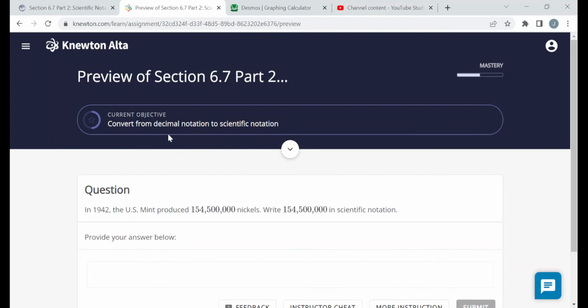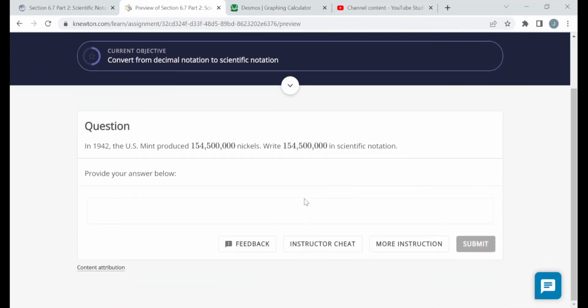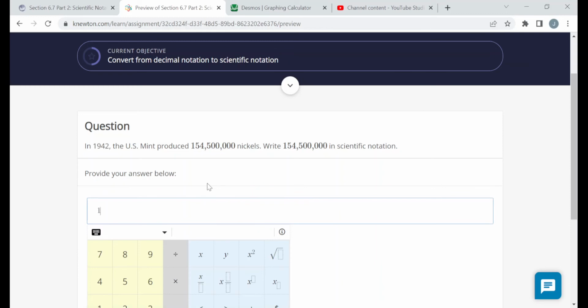So back to here, where we're given a number in decimal and have to write it in scientific notation. This one I'll just count out. So we have 154,500,000. I need to move the decimal point, which would be after the whole number, to the left 8 places to get a number from 1 to 10, to get 1.545.